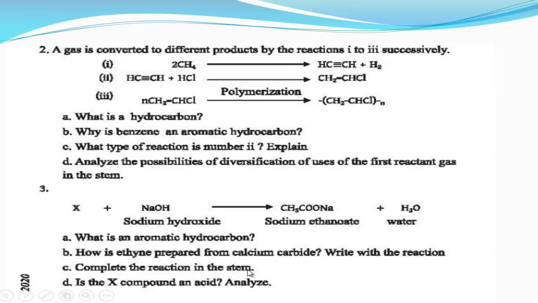Complete the reaction in the stem. That means there will be ethanoic acid plus sodium hydroxide gives sodium ethanoate plus water. Is the X compound an acid? Yes, X compound is an acid. Analyze. You have to give the supporting point to show X is an acid. So in this way you have to answer this type of question from this chapter.